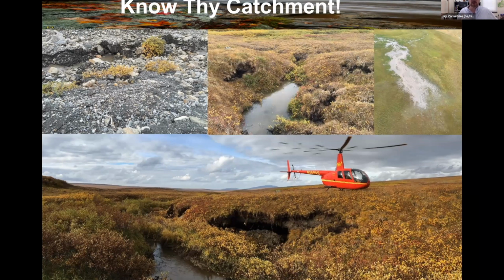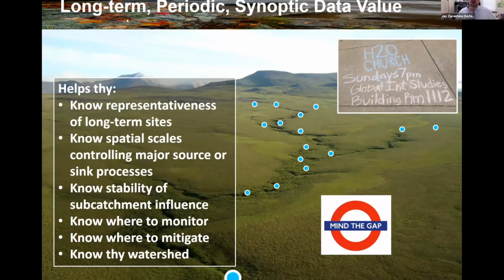So investing that time and effort, we gain a lot of knowledge about the place we are trying to study. This long-term periodic and synoptic sampling has a lot of value. It's not hard to collect. It just takes a little effort and coordination. And you get to learn things about the representativeness of sites, the spatial scales controlling the major source and sink processes of solutes of interest, and the stability of which a subcatchment may be playing a role on overall water quality conditions. It helps inform where you should monitor, where you can mitigate, impose new management practices, and it really just helps you deeply understand a watershed that you are studying and trying to model.